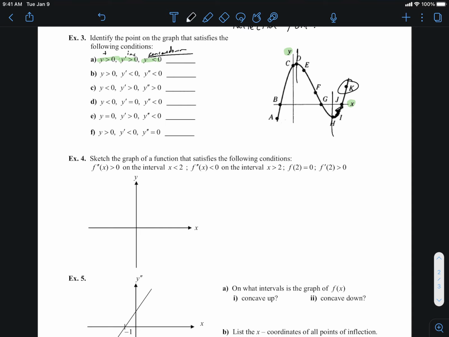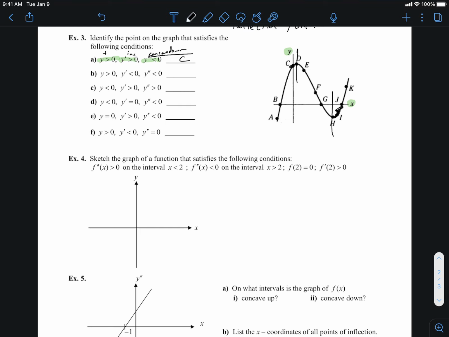Could be K, but K is not concave down, so that just really narrows down the fact that it's point C. Okay, C checks off all of these situations here, right? C has a positive y value, it's increasing at that point, its slope of the tangent is increasing at that point, and it's concave down.